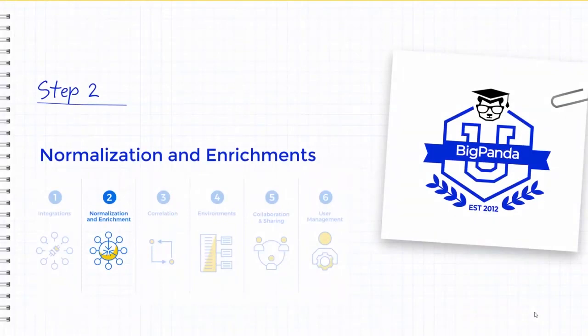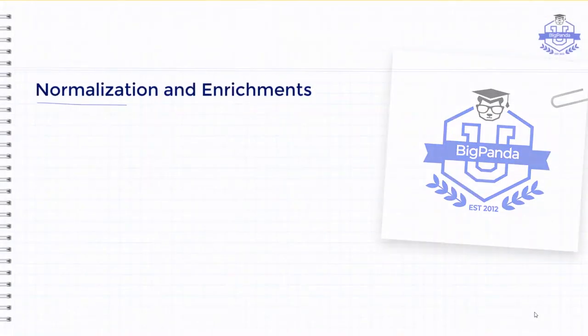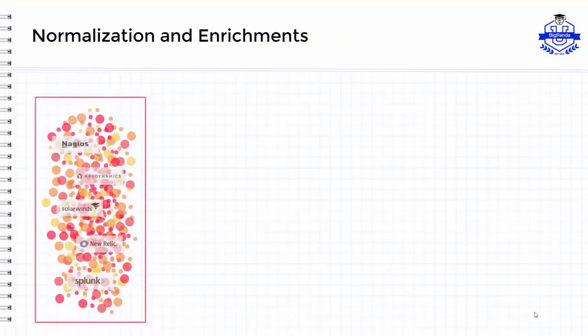The second step we'll discuss is normalization and enrichment. BigPanda ingests raw event data from monitoring and change systems. Before it is correlated into incidents, the data is normalized into a standard format and enriched with contextual information.